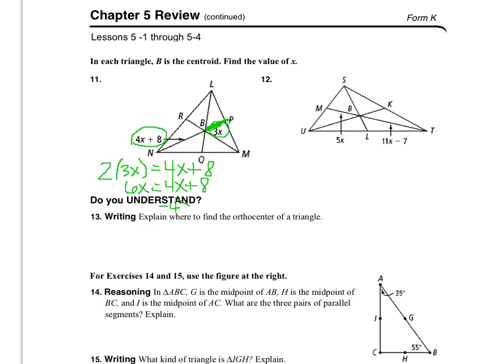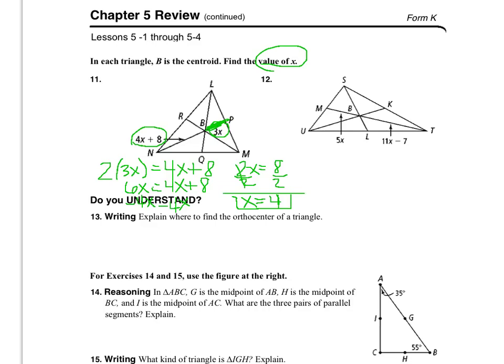I'm going to subtract my 4x. Sorry, that got kind of blended in there. I get 2x equals 8. Divided by 2 gives me x equals 4. And that's all that they asked me for. They wanted the value of x.